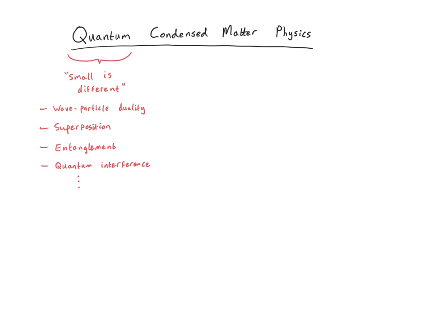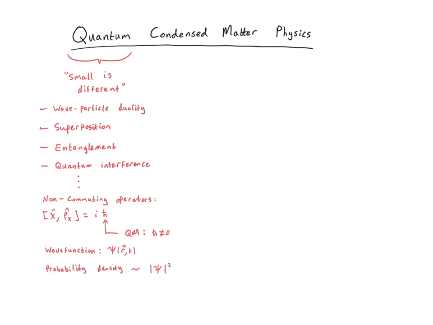On the mathematical level, we have non-commuting operators, which is a consequence of the finite value of Planck's constant h bar. We also have a quantum mechanical wave function describing the state of a system, with the classical notion of a particle position now being replaced in quantum mechanics by a probabilistic particle density, in turn related to the quantum wave function. The wave function is of course an eigenstate of the corresponding Hamiltonian operator and satisfies the Schrödinger equation.